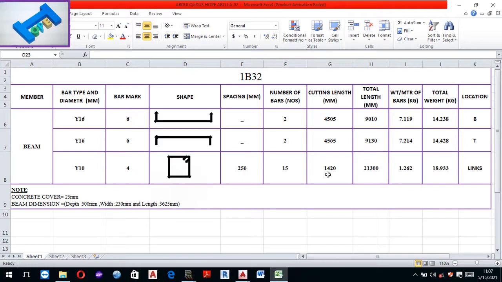For the 15 bars, one cutting length is 1420 millimeters. Its total length will be a multiple of this 1420 by 15 times, and that gives us 21,300 millimeters. Its weight per unit bar: D squared L over 162, 1420 times 10 squared divided by 162, gives us this, and its total weight, this multiplied by 15, gives us 18.933.